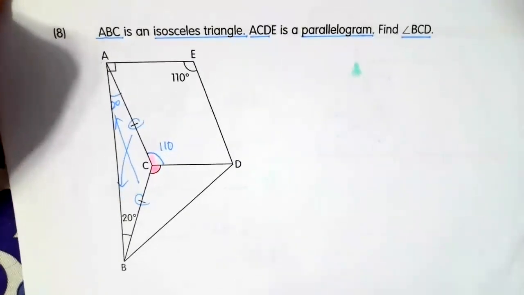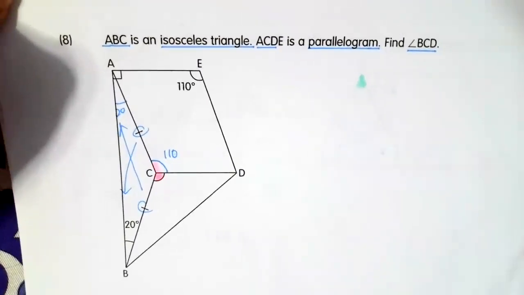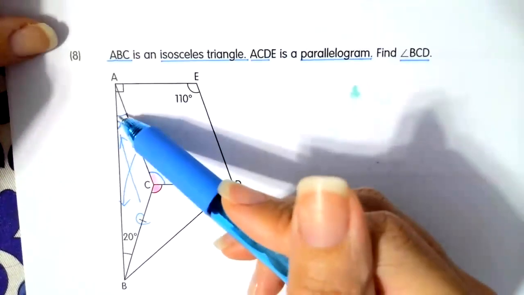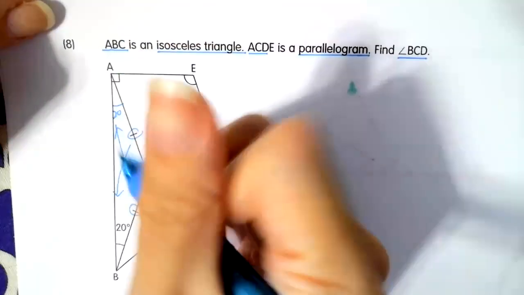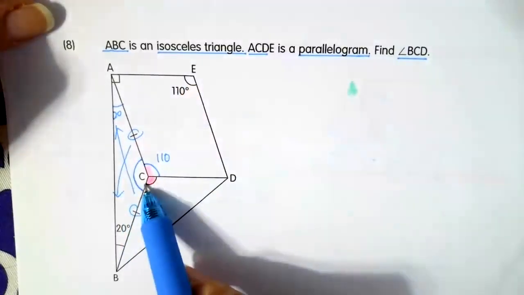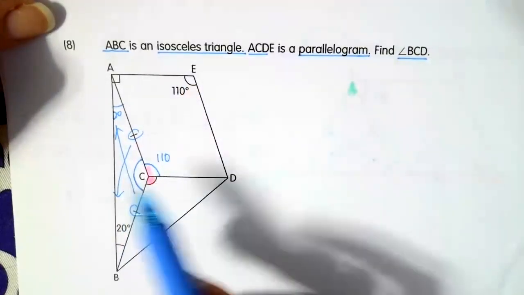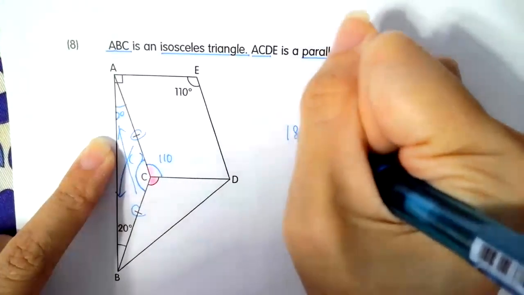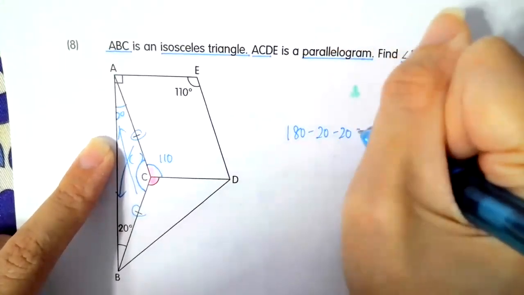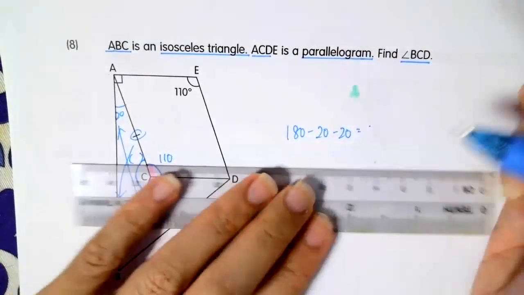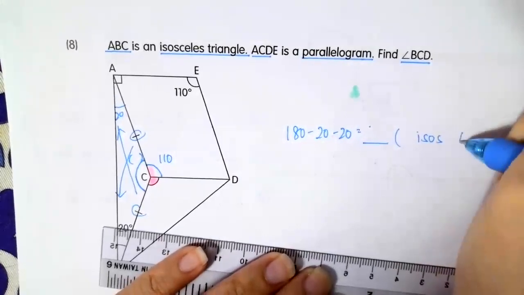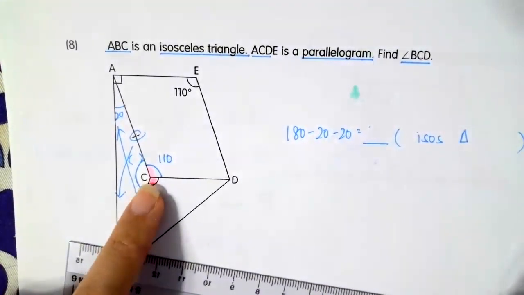Very simple. This one, you only need two steps. So your first step is to take 180 minus 20 to find angle ACB. This one here. Angle ACB is 180 minus 20 minus 20. Then get your answer. This one is because it's an isosceles triangle, to get this one here.